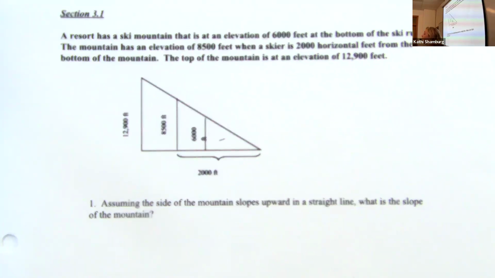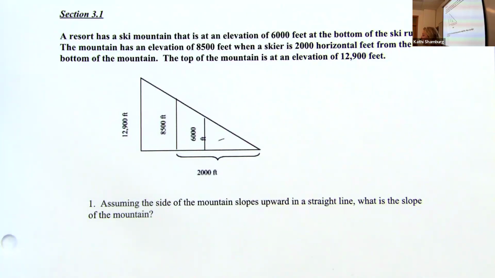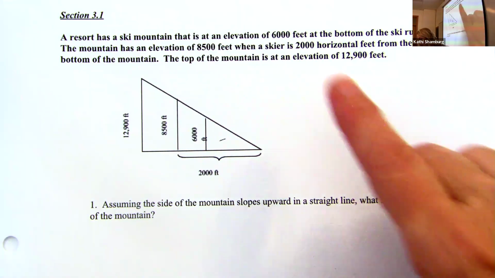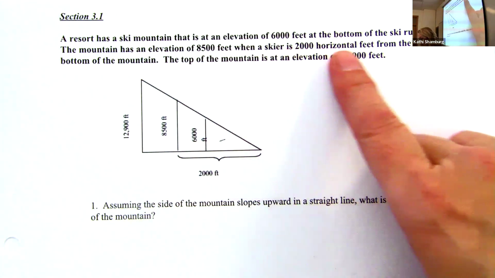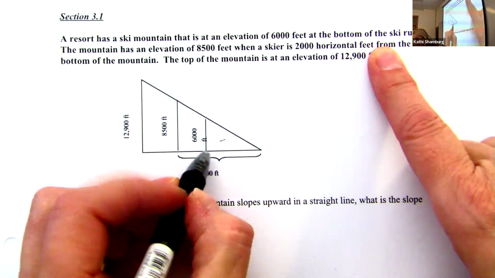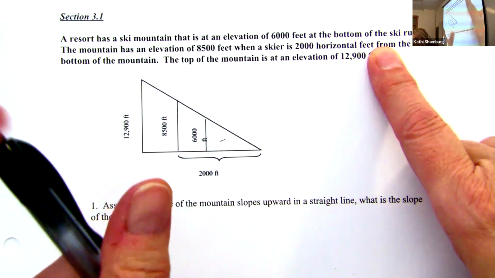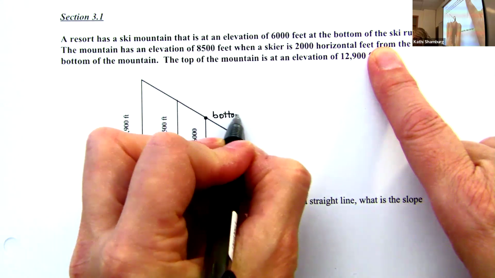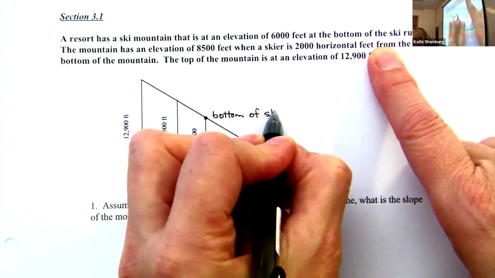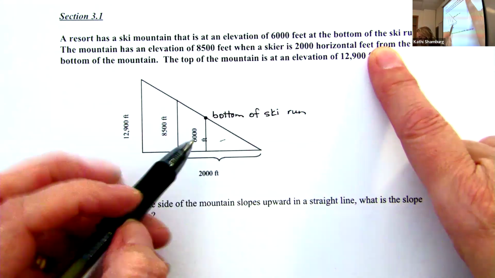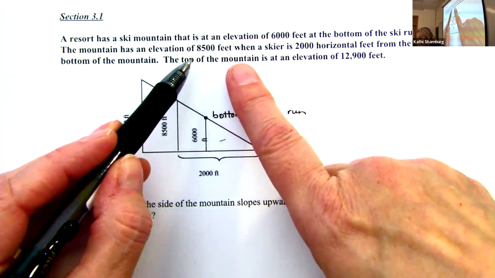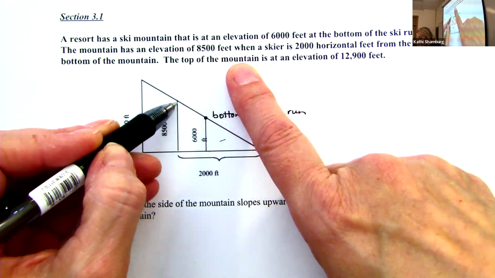Okay, so 3.1 is where we had this section that we had to look for right triangles because we needed to find the slope of like a roof line or whatnot. So that's what this example is. A resort has a ski mountain at an elevation of 6,000 feet at the bottom of the ski run. So here's your 6,000, this is elevation. That's telling me this is the bottom of the ski run. And then the mountain has an elevation of 8,500 feet. So that's from here to here.